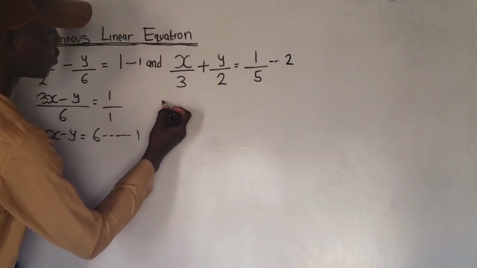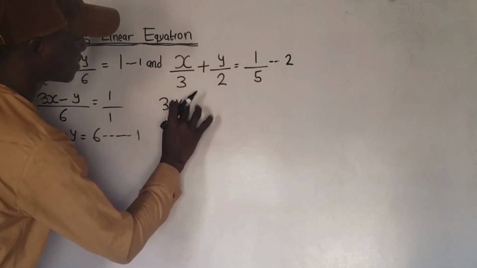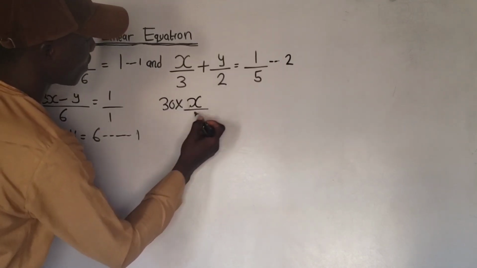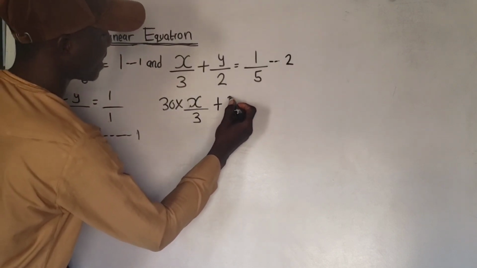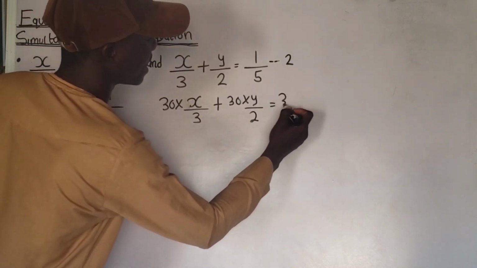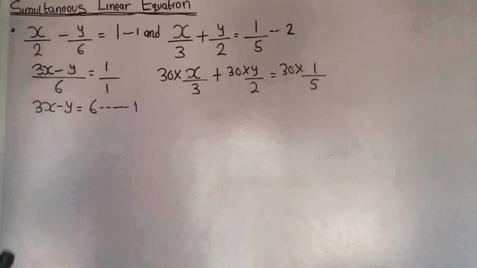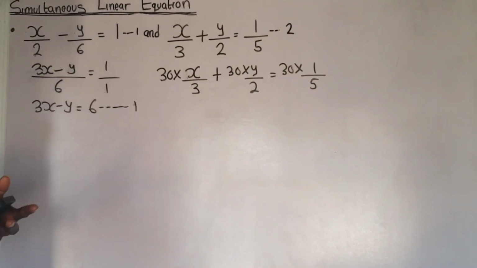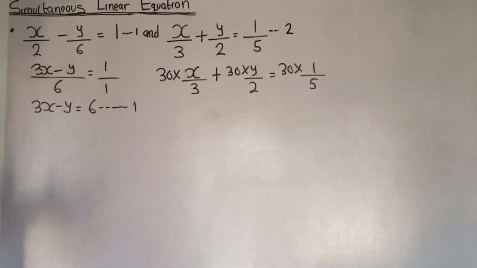If we multiply through by 30, we're going to have 30 multiplied by x over 3, plus 30 multiplied by y over 2, is equal to 30 multiplied by 1 over 5. I'm just showing you another method which you can use to modify the fractions such that it becomes like this.